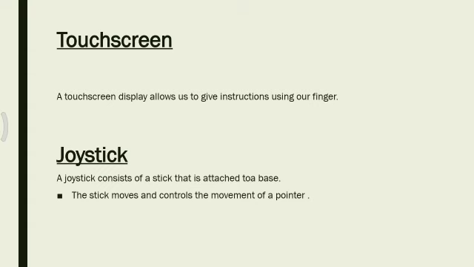Okay, the next is joystick. A joystick consists of a stick that is attached to a base. The stick moves and controls the movement of a point. Joystick is commonly used for playing video games. We use joysticks, right? There is a base and attached in the middle there is a joystick. We can move and control the movement of the point or some other display symbol on the screen. It is basically used in playing video games.